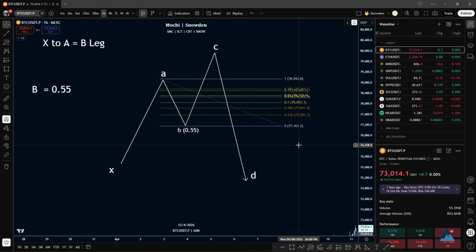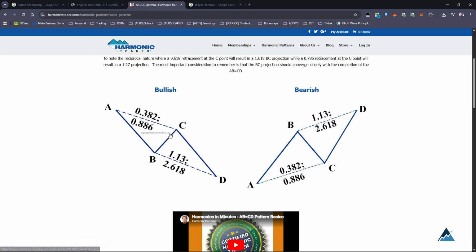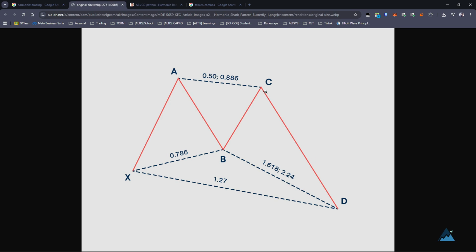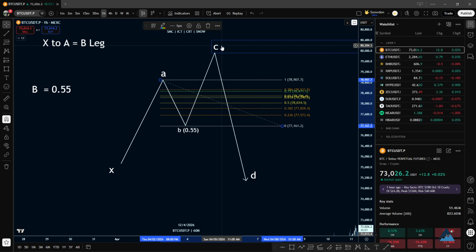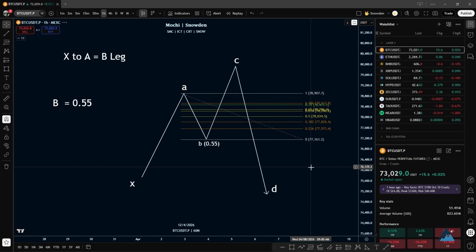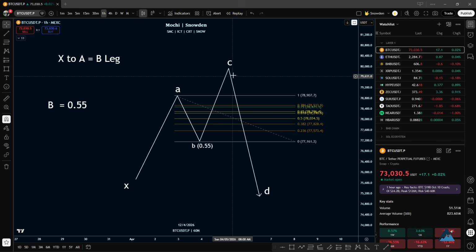A to B. Okay. A to B. Ito tayo, C-leg. A to B. Okay? Now, paano dito lumagpas siya? Okay? Lumagpas siya. Well, meron tayong tinatawag na mga patterns talaga na lumalagpas.